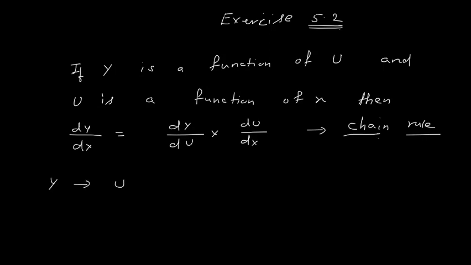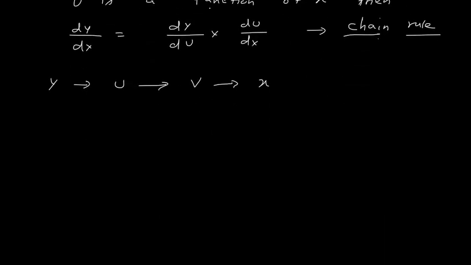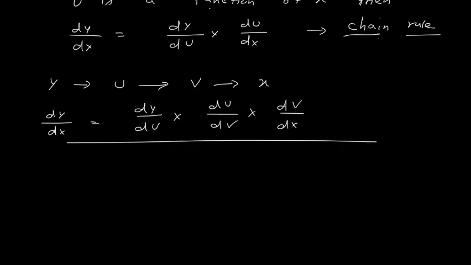If y is a function of u, u is a function of v, and v is a function of x, then in that case your dy upon dx will be dy upon du into du upon dv into dv upon dx, like that. So you can extend the concept of chain rule.